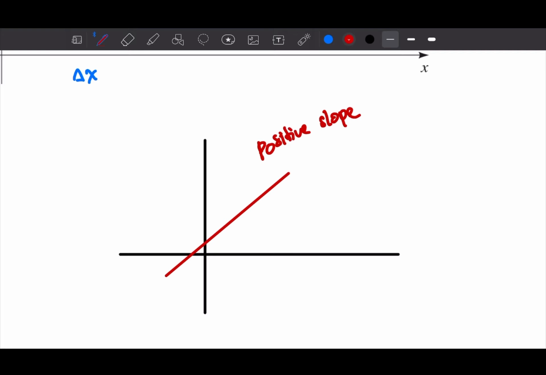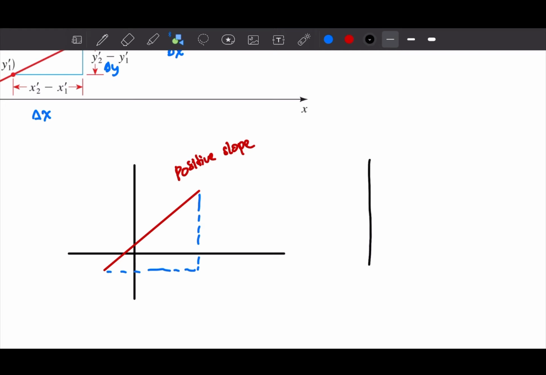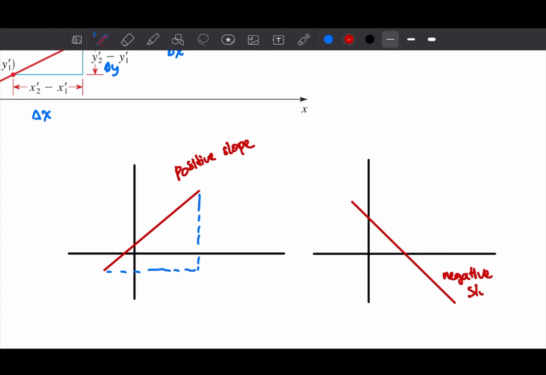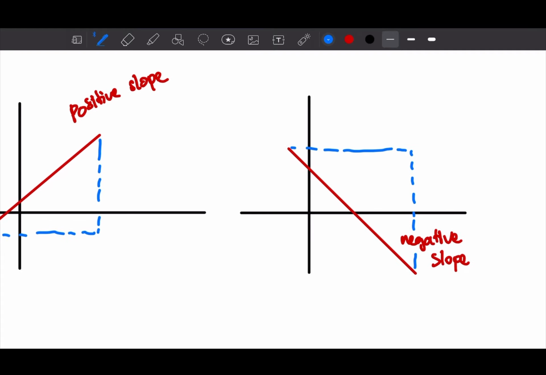And of course, from what we know, the difference in each distance for this rise and run is positive. But when we have, for example, this, this becomes a negative slope. This is because we are going to observe.